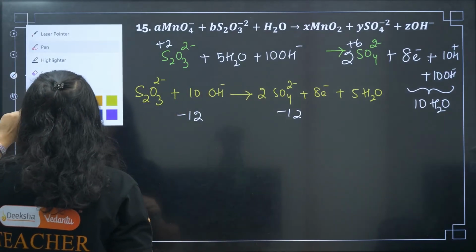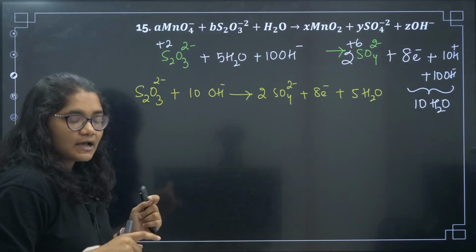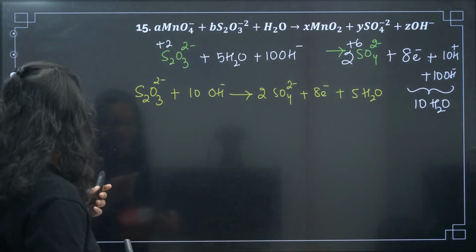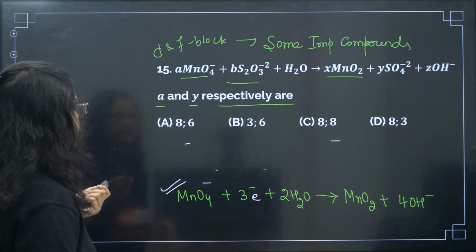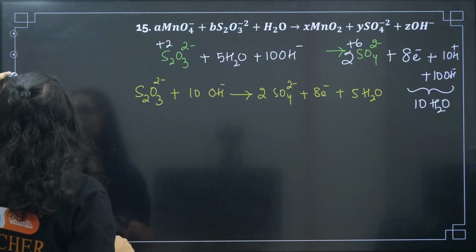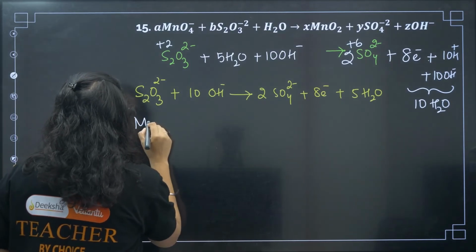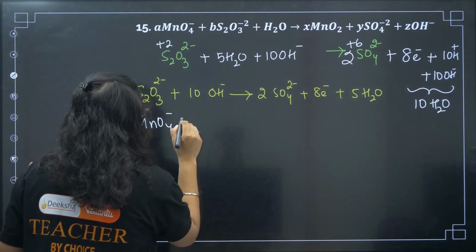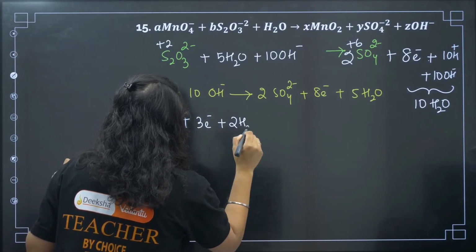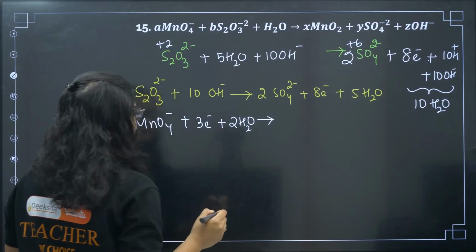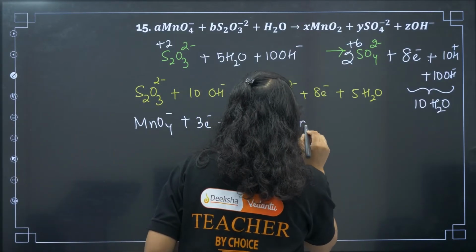So this equation is balanced, and the previous equation that we wrote was also balanced. Now let us write that equation here and see. Okay, so what is this equation? MnO4 minus plus 3 electrons plus 2 water. So let me write that down on this side. So I have MnO4 minus plus 3 electrons plus 2 water, that is giving me MnO2 plus 4 OH minus.